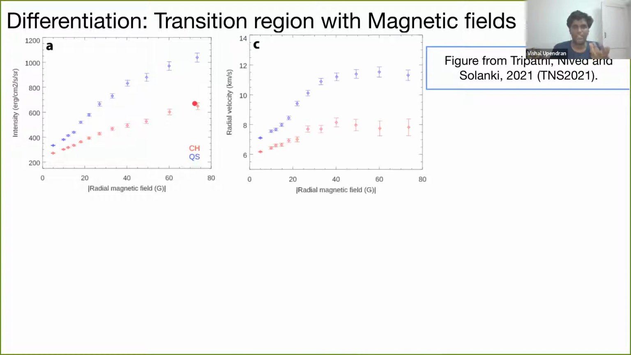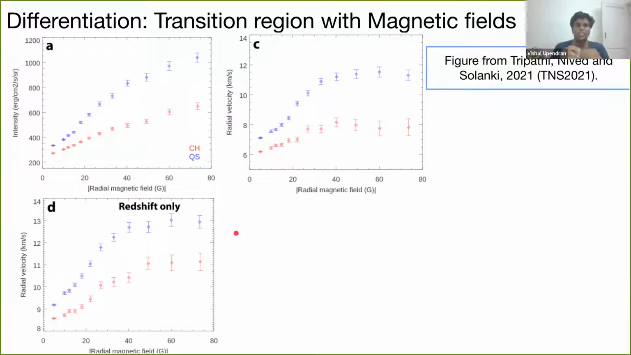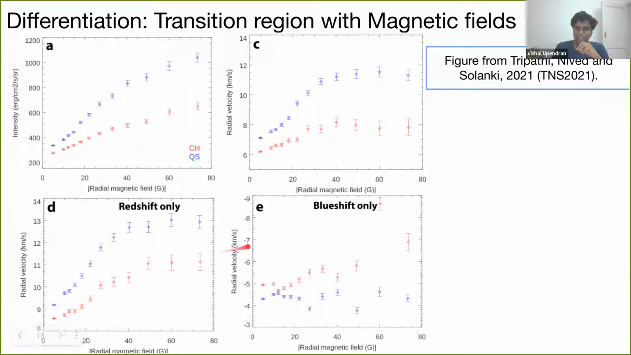And similarly, they also look at the average velocity and find that the quiet sun is on average more redshifted when compared to coronal holes for a given magnetic field bin. And this makes sense because the coronal holes have open field and the plasma is just trying to come out. Now, what they also do is consider pixels with only redshift. For this set of pixels, they find that the quiet sun again shows excess redshifts when compared to coronal holes. And finally, if they look at pixels with only blue shifts, they find that the coronal holes now have excess blue shifts when compared to quiet sun. So this clearly is a signature that the solar wind is preferentially starting, or plasma is preferentially moving outwards, in the coronal holes when compared to quiet sun.